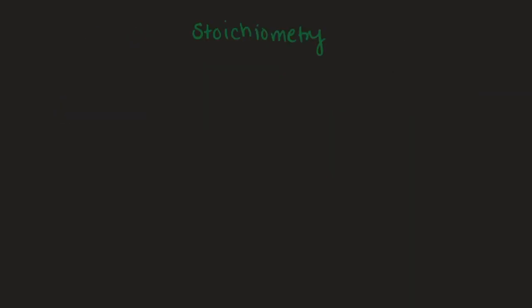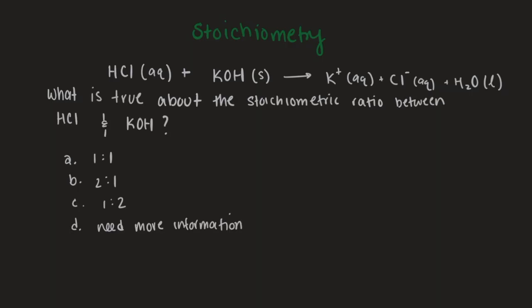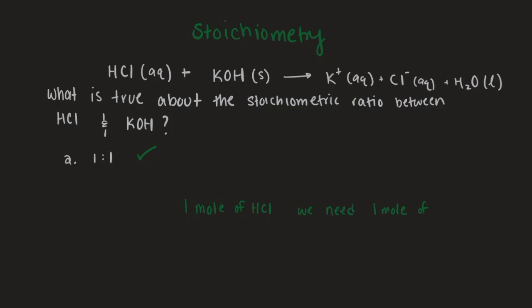Understanding stoichiometry is a very important necessity in solving titration problems. Let's look at an acid-base reaction between hydrochloric acid and potassium hydroxide. What is true about the stoichiometric ratio between HCl and KOH? That's right. Here we can see that we have a 1-to-1 ratio of our HCl to our KOH. This means that for every 1 mole of HCl in the reaction, we would need exactly 1 mole of KOH for both to be completely consumed.